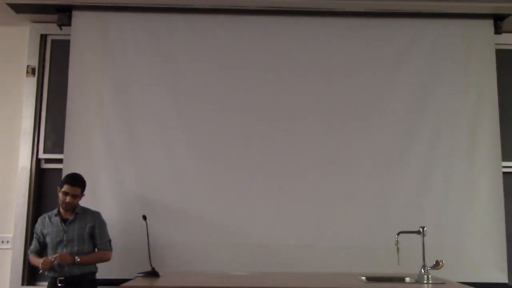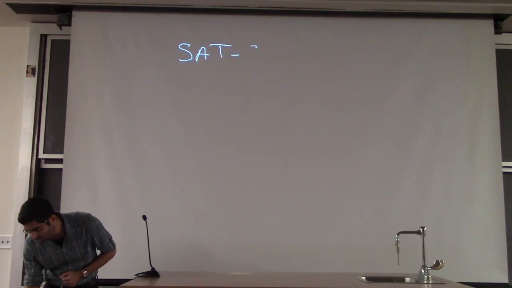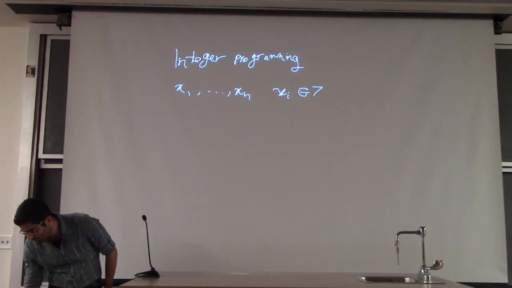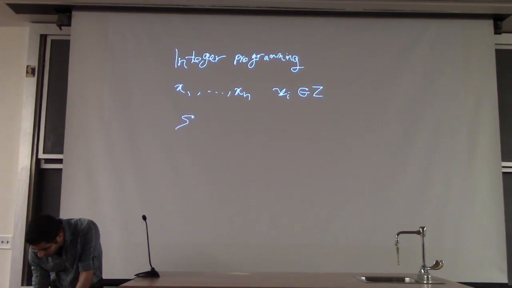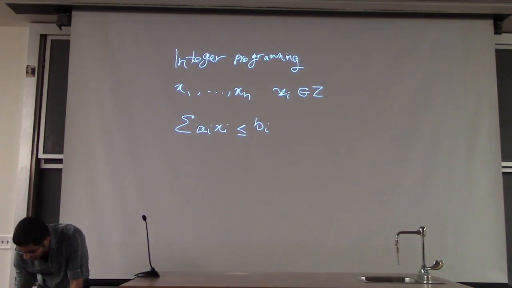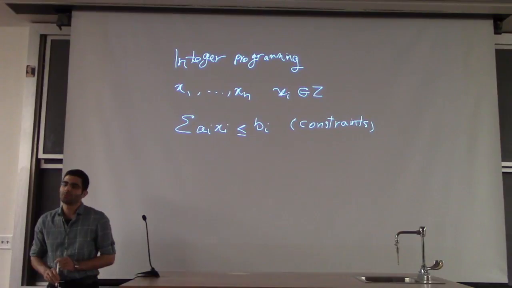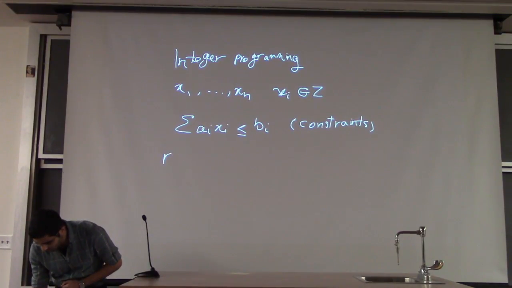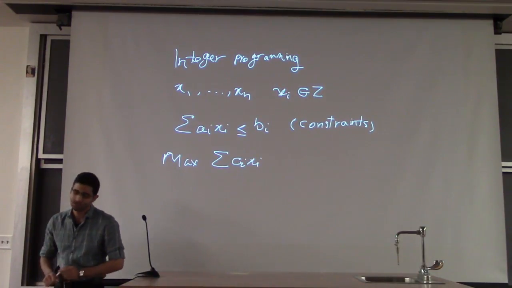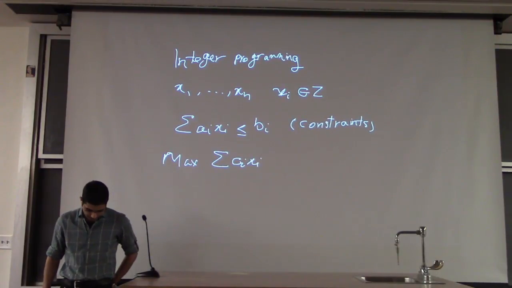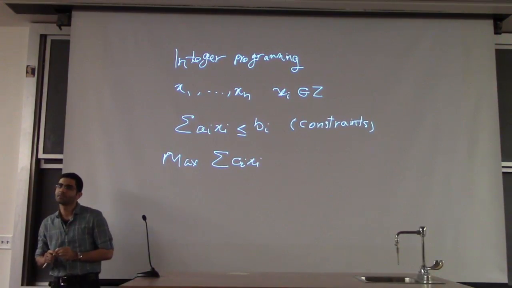Besides vertex cover, there are other interesting problems that we are trying to solve, such as SAT and set cover. The variables should be integer. So this is one of the constraints. And we have some inequalities in the form of sigma a_i x_i less than or equal to b_i. We call these constraints. And we want to maximize the summation in the form of c_i x_i. It's a linear summation. So how can it help us solve vertex cover?